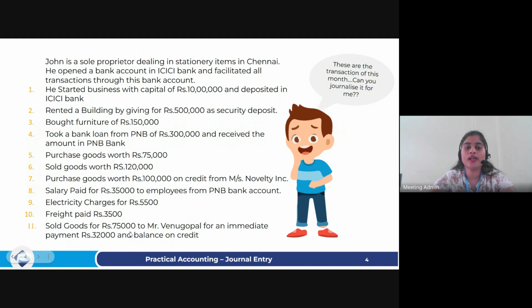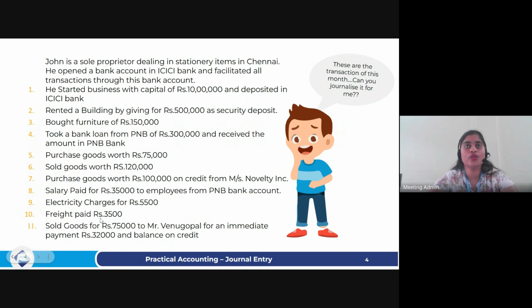If they particularly mention bank, or cash, you have to go ahead with that. Also you can see that ICICI bank facilitated all transactions through this bank account. Each and every transaction is done through this bank account itself, so you have to follow the ICICI bank account. And if they particularly mention credit, then it will be automatic, so they will pay later. And freight also is an expense.